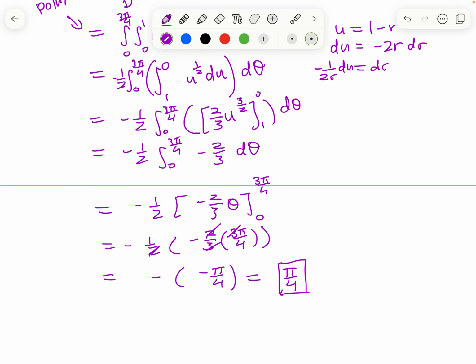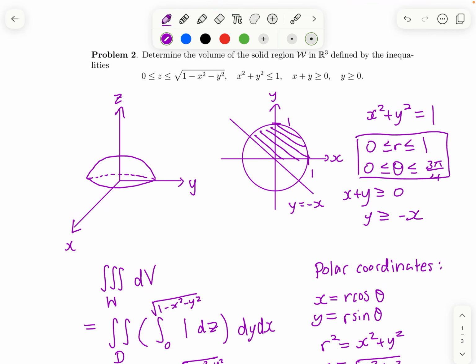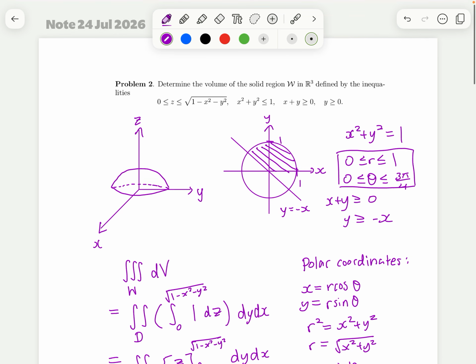So that's how you solve this problem. That is our volume of the solid region W in 3D space given the inequality. So that's how you approach this problem.